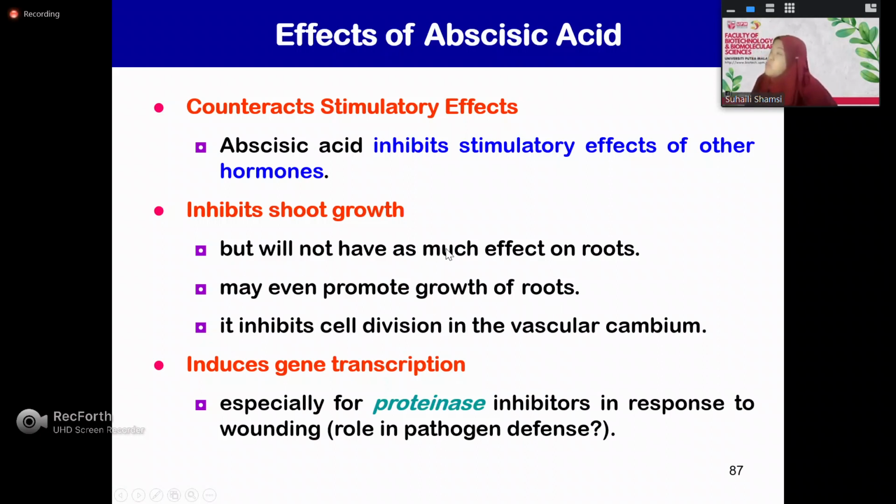So basically, it promotes growth of roots because when the root is growing, it can absorb more nutrients. So it induces gene transcription, especially for proteinase inhibitor in response to wounding. So if there is any wounding in the plant itself, it will induce proteinase inhibitors. It's basically one of the defense mechanisms in plants to avoid any invasion of pathogens.